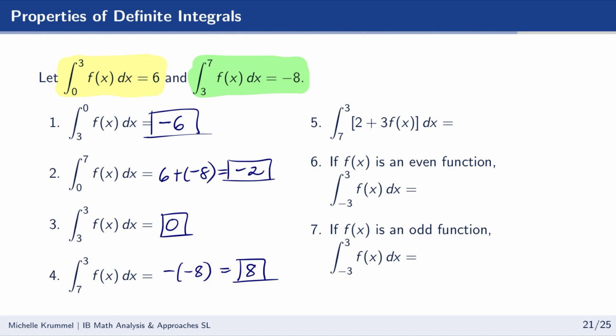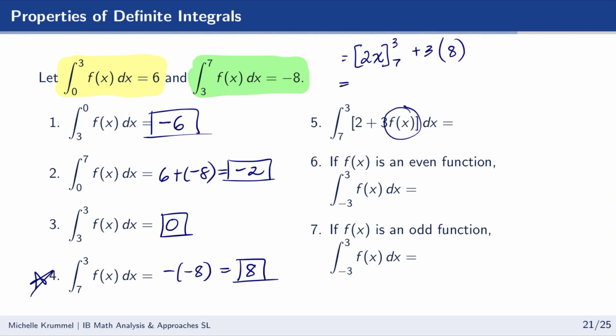The antiderivative of 2 is 2x. So we've got 2x, we need to evaluate it from 7 to 3. Plus 3 times, and we know what the integral of f is from 7 to 3, it's 8. So we did that right here.